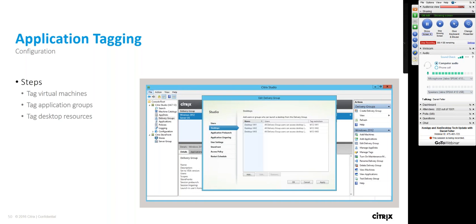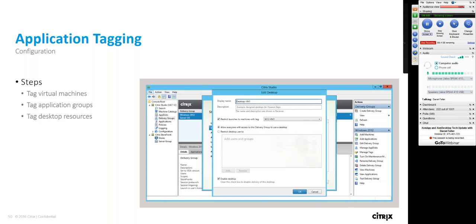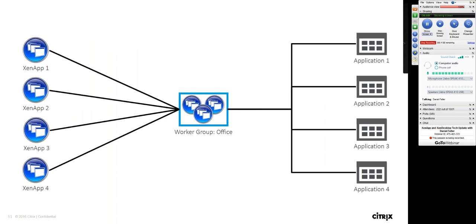And you do the same thing with published desktops. You can go into your delivery group, define multiple desktops, and say, okay, these desktops can only run on these VMs that have this tag. In this example, the tag was just used as the VM name, but you can use anything you want. So let's go back and look at worker groups.